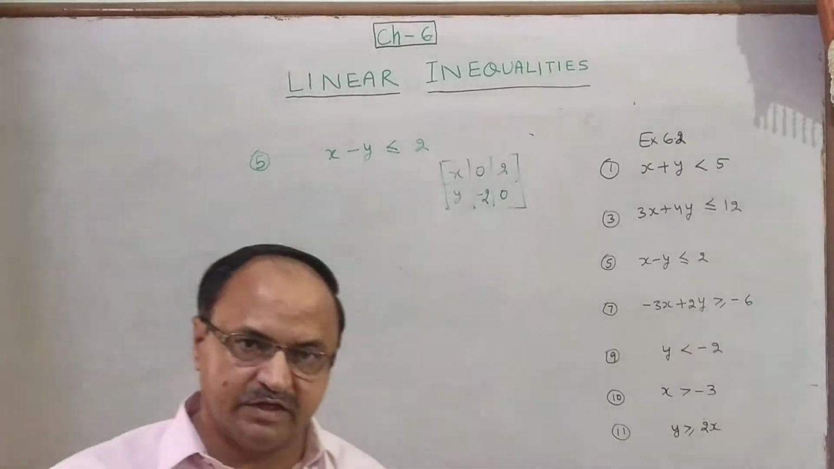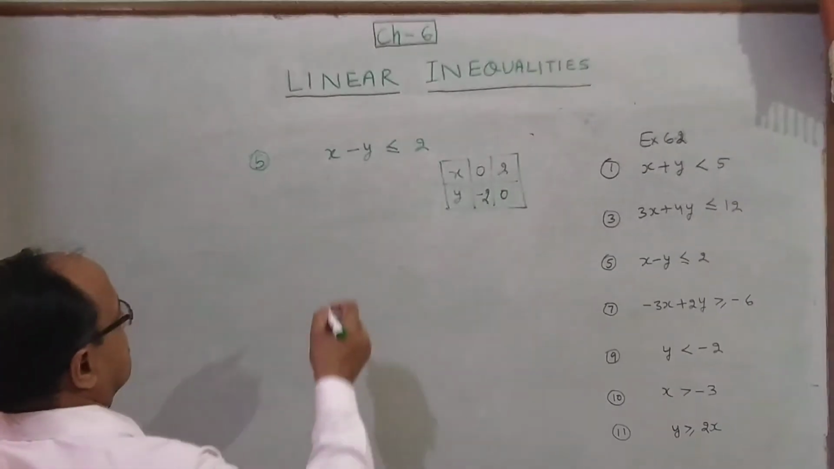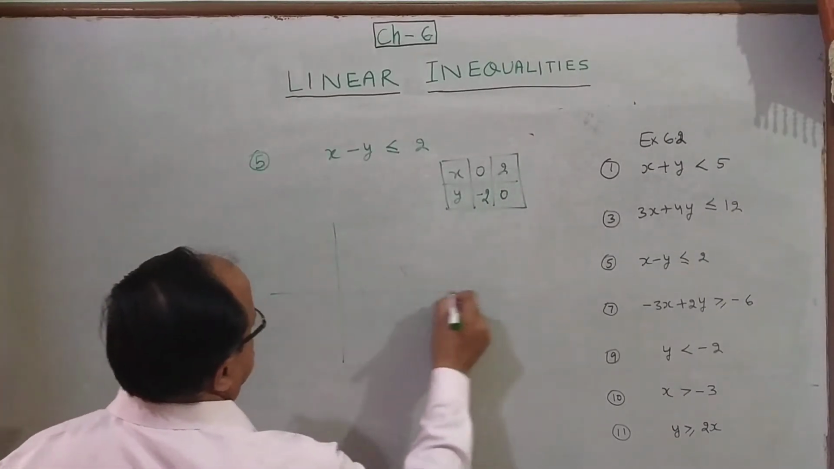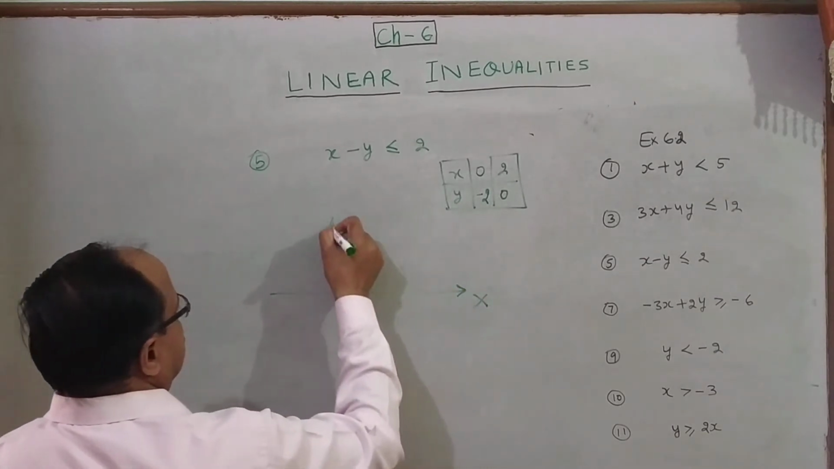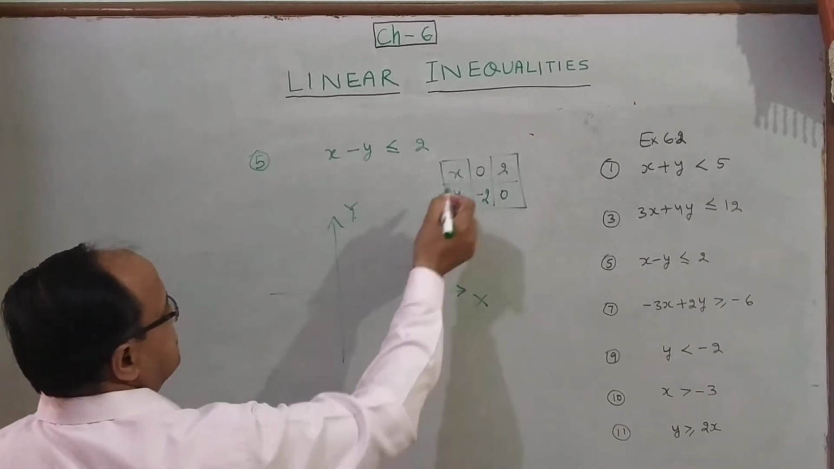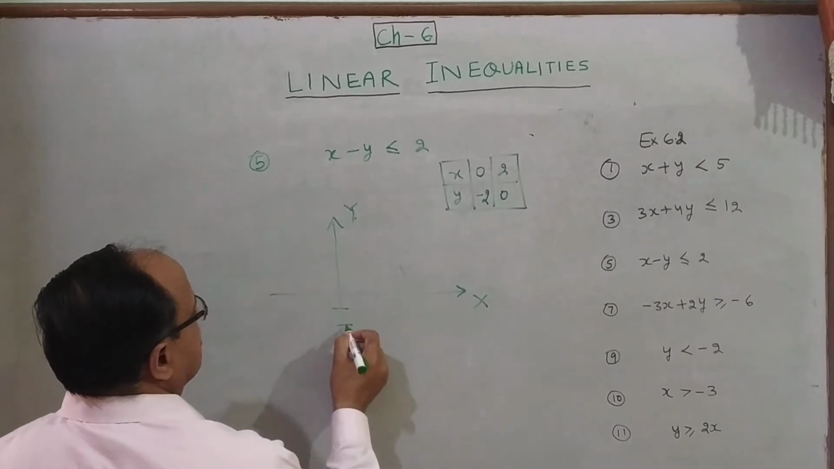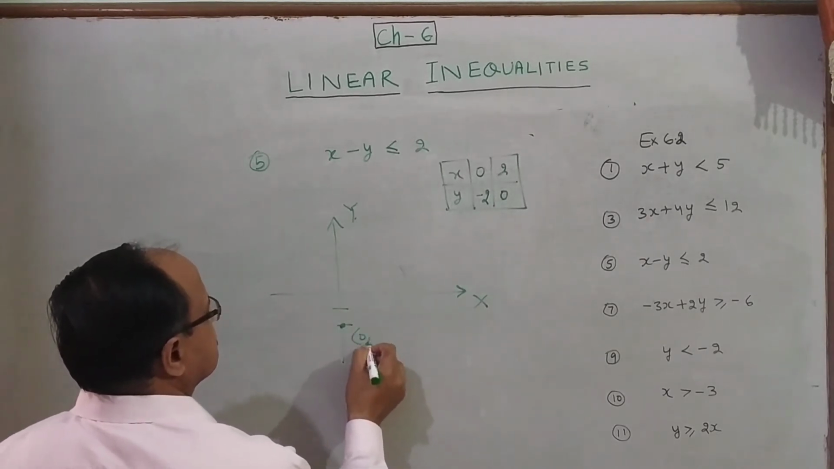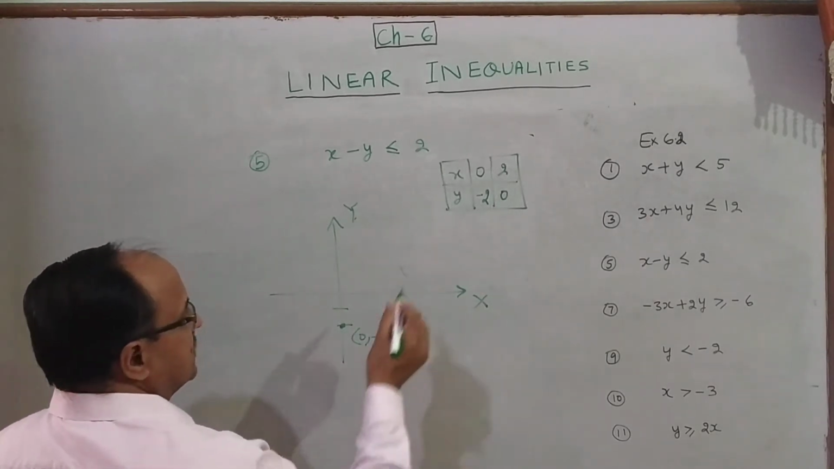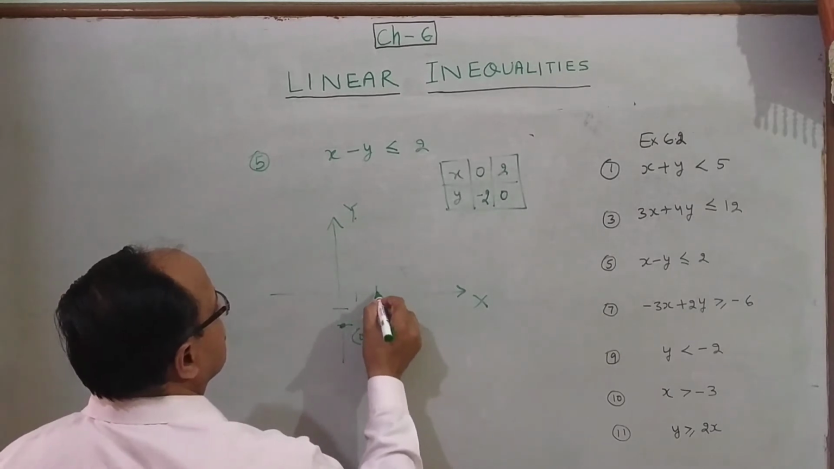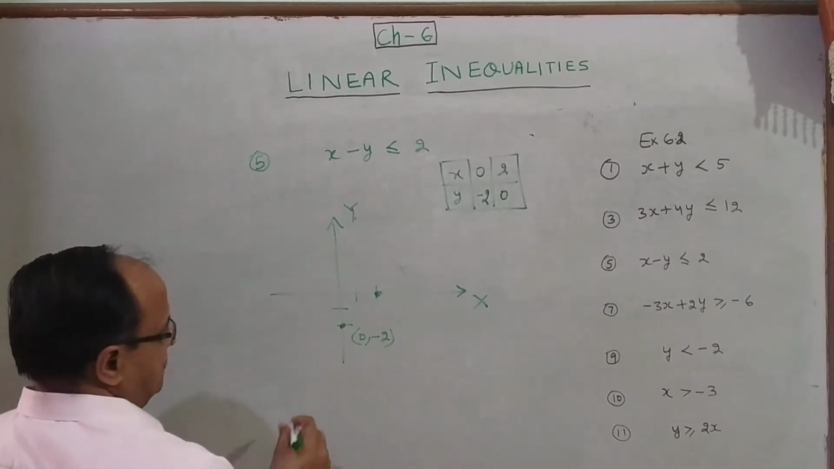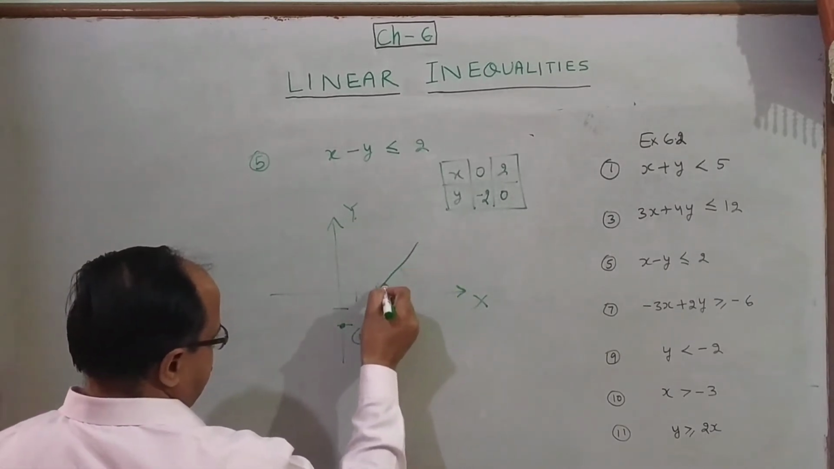Clear? You can make the table. Now, this is the x-axis, y-axis, 0 minus 2. 0 minus 2 lies here. And 2, 0 lies here. Draw the line.